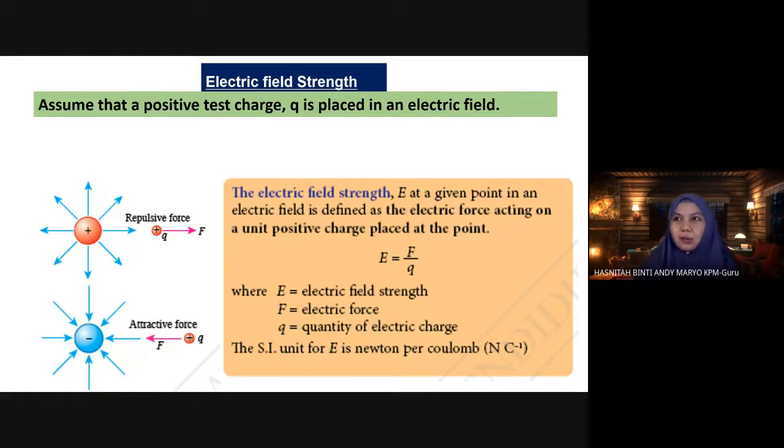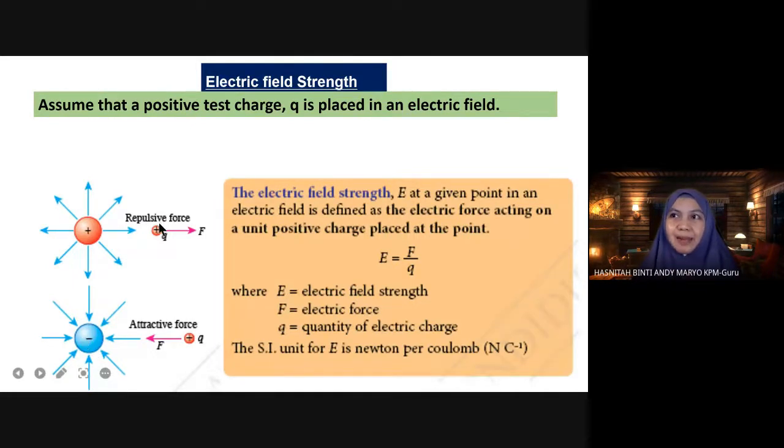So this is the second learning standard, electric field strength. What is meant by electric field strength? If you look at these two diagrams, students, this diagram is taken from your textbook. Assume we place a positive test charge in an electric field. This is our electrode connected to a positive power supply, and down here we have an electrode connected to the negative terminal of the power supply. So this one becomes a positively charged electrode, and this one becomes a negatively charged electrode.